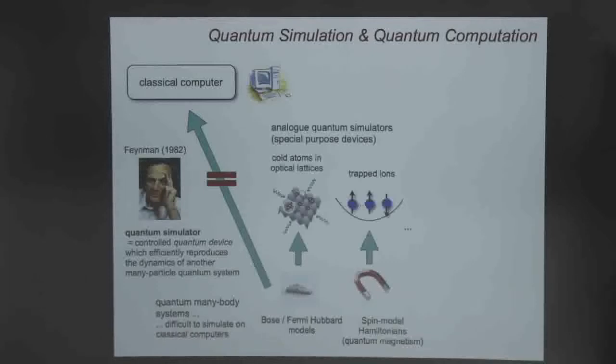But there has been a lot of progress in using controllable quantum systems like cold atoms in optical lattices or trapped ions to study experimentally, in a controlled context, the physics of certain classes of models, as for instance spin model type Hamiltonians, for which trapped ions are a particularly appropriate platform.